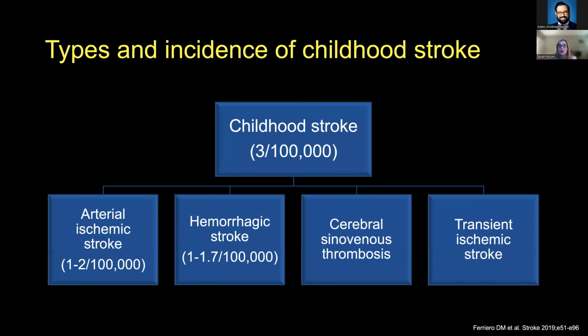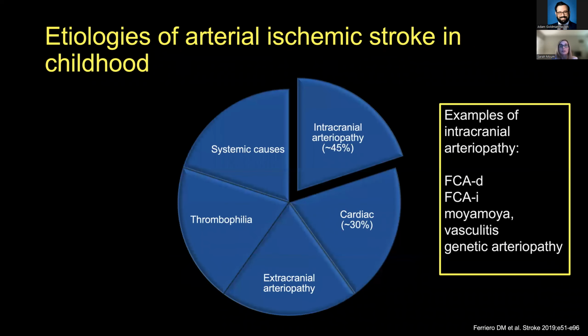Childhood stroke has an incidence of roughly 3 in 100,000. There are 4 subsets of childhood stroke to consider, the most common of which are arterial ischemic stroke and hemorrhagic stroke. Interestingly, the incidence of hemorrhagic stroke is higher in kids than adults. Let's take a closer look at arterial ischemic stroke. To review, arterial ischemic stroke results from interrupted arterial inflow, which may be secondary to an intraluminal embolus or thrombus, or secondary to intrinsic narrowing of the vessel itself due to an arteriopathy.